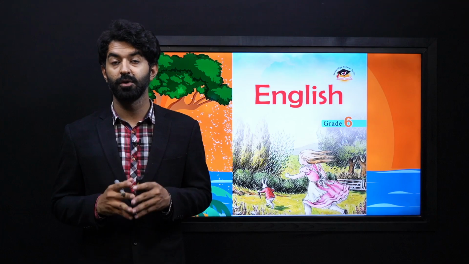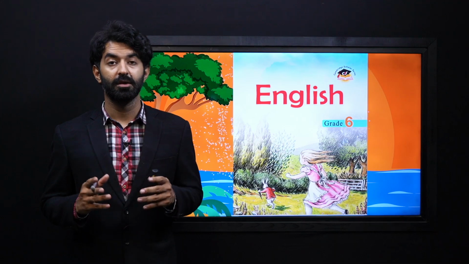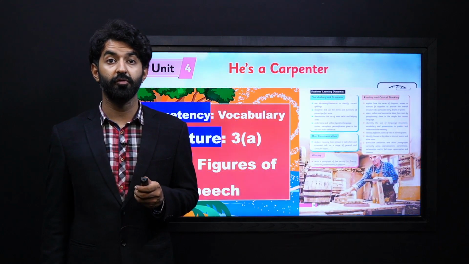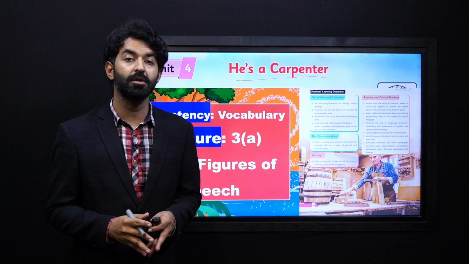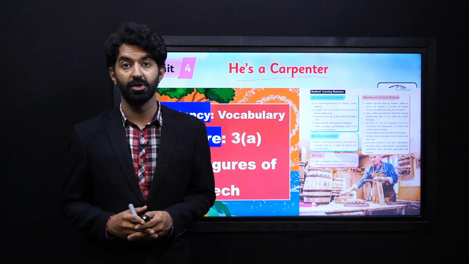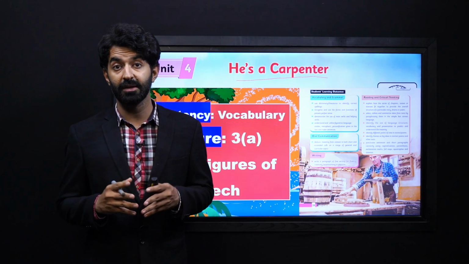I hope that you're doing well and all ready and set to learn about today's SLO. Now, we are on our unit number 4 and the title is He is a Carpenter. This will be our lecture number 3A with the competency of vocabulary, and we will be exploring the topic of figures of speech. Now let's see what figures of speech we are going to study in this video lesson.